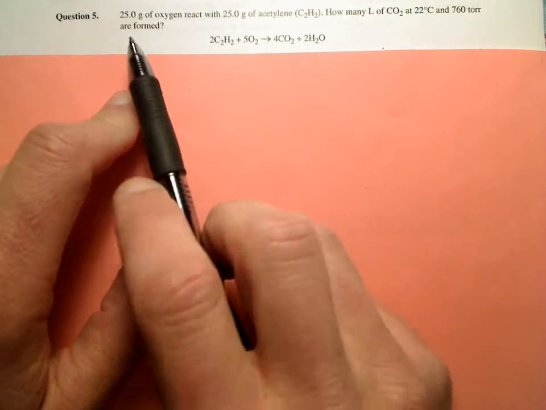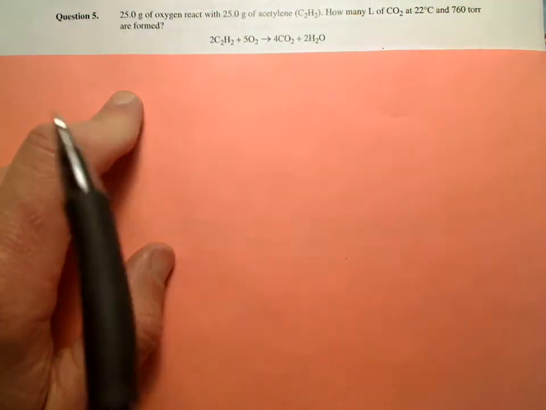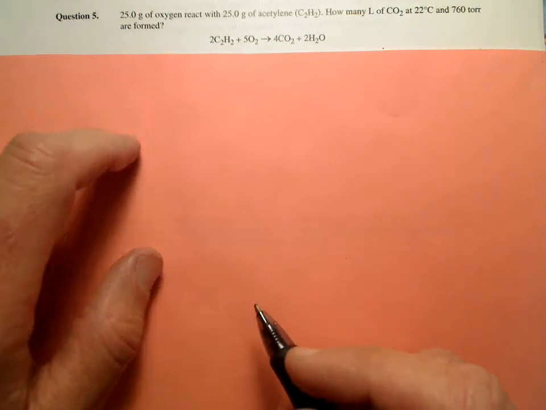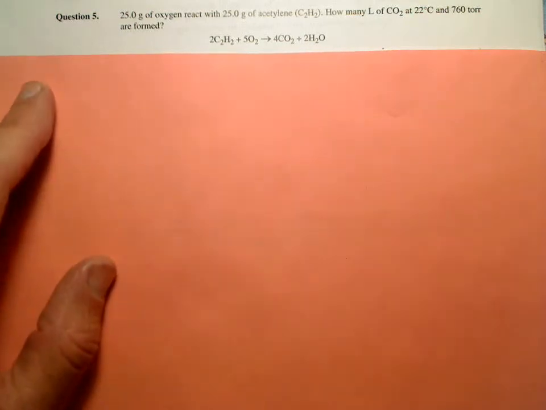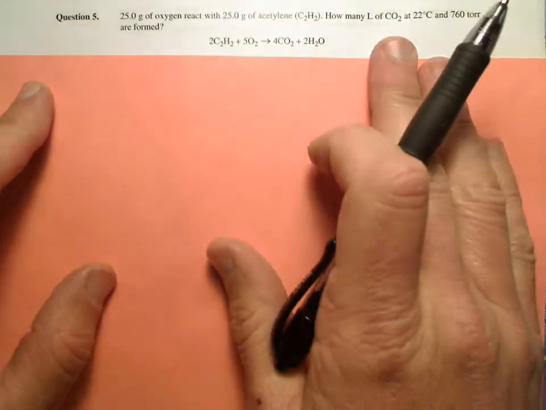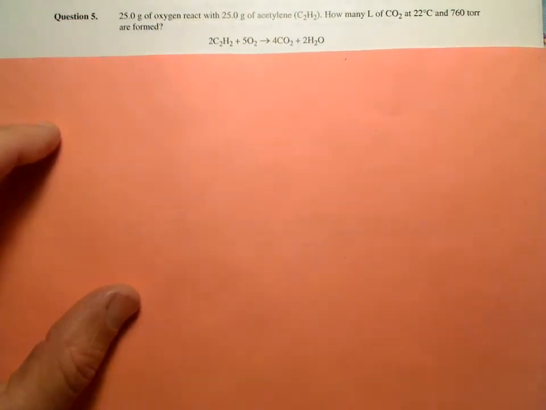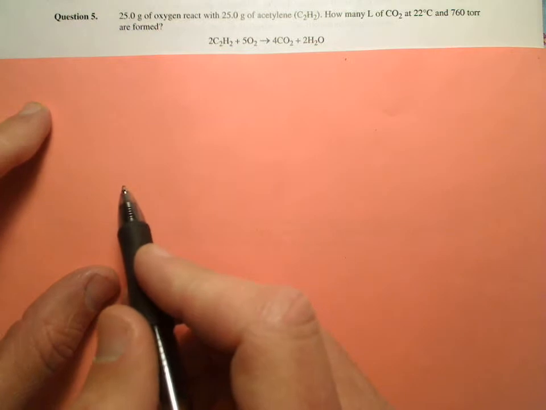Okay, so when we look at this, you have 25 grams of oxygen reacting with 25 grams of acetylene. So right away, you know this is a stoichiometry problem, and the stoichiometry problem is a limiting reactant problem. So the first thing that we want to do is figure out what the limiting reactant is. So how do we do that? Well, let's figure out how many moles of each we have.